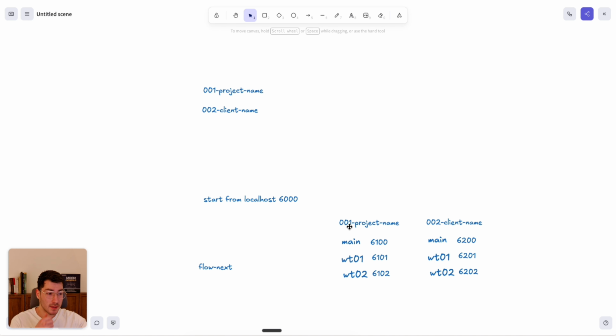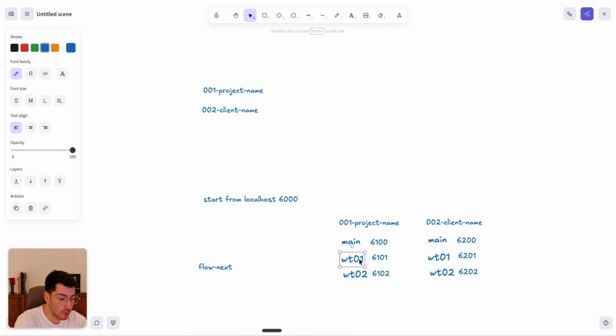So we have for the first project, the name, then we have the main on 6,100 because we start from localhost 6,000. And then we have for the first work tree, or we could even do it for the Flow Next epic because that's what I'm using. So for example, this is 01. So then we have 6101. And the same for the work tree number 1 on project number 2, we have 6201. So hopefully this is clear. So this is my system on how to do it.